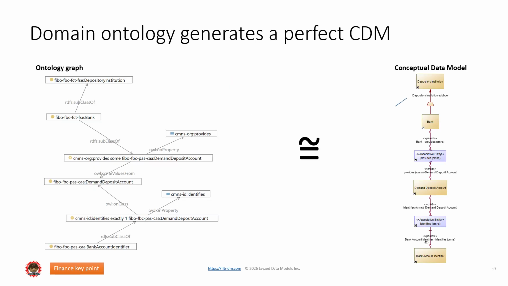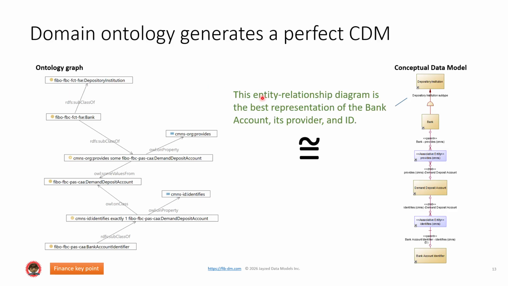So the domain ontology generates a perfect conceptual data model. Here on the left-hand side, we have an ontology graph, which shows a bank account identifier, which identifies a deposit account. And the deposit account is provided by a bank, which is a financial institution. And we see here the entity relationship diagram is really the best representation of the bank, the account, and the identifier. So there are no missing or superfluous entities or relationships in the design.